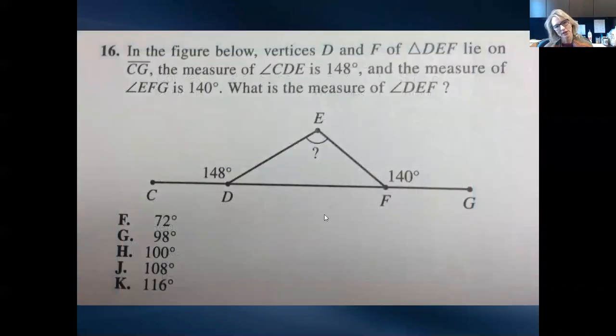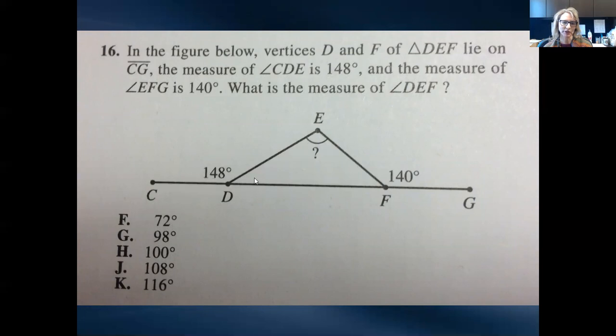All right, let's use our supplementary angles and triangle knowledge to solve this one. In the figure below, vertices D and F of triangle DEF lie on line CG. The measure of angle CDE is 148 degrees, and the measure of angle EFG is 140 degrees. What is the measure of angle DEF? Well, we know that these 3 angles are going to add up to 180 because they're in a triangle. We know that these 2 are going to add up to 180 because they're supplementary.